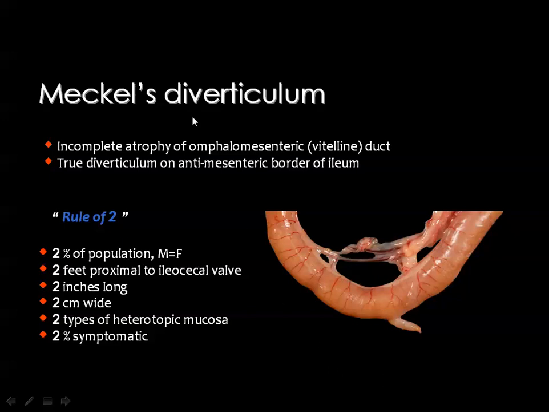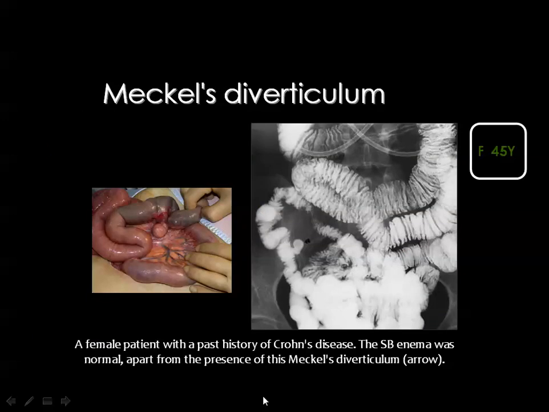This diverticulum can show the rule of 2, and here is the 2 all through the diverticulum. 2% of the population are affected by Meckel's diverticulum. The diverticulum is present 2 feet proximal to the ileocecal valve. It is 2 inches long and 2 centimeters wide, and there are 2 types of heterotopic mucosa inside the diverticulum, which are the gastric and pancreatic mucosa, and only 2% of the population having this diverticulum are symptomatic.